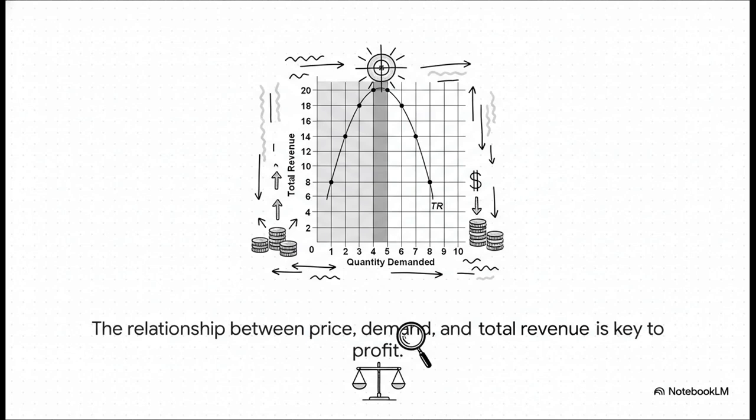And this is the key insight. Check out this graph of total revenue. See how at first, as you sell more, your revenue goes up, but only to a certain point. After you hit that peak, cutting prices to sell even more actually makes your total revenue go down. Finding that sweet spot, that peak, is everything. And elasticity is what tells you exactly where it is.